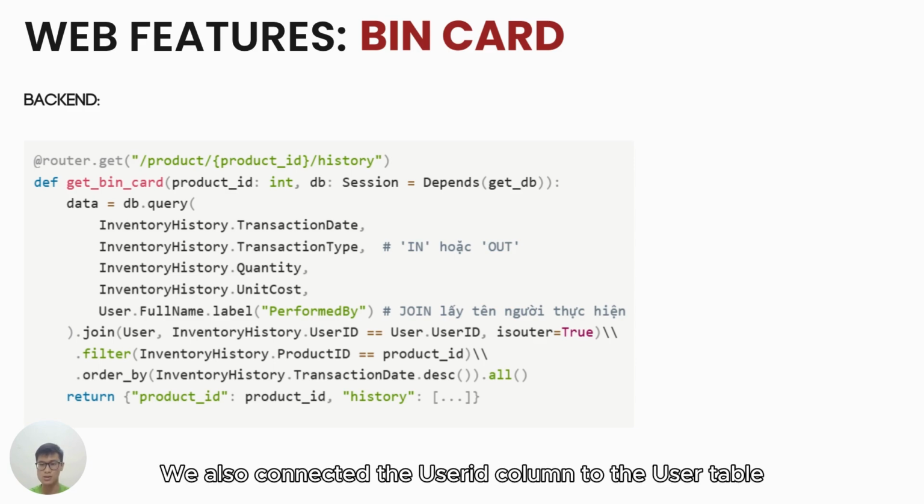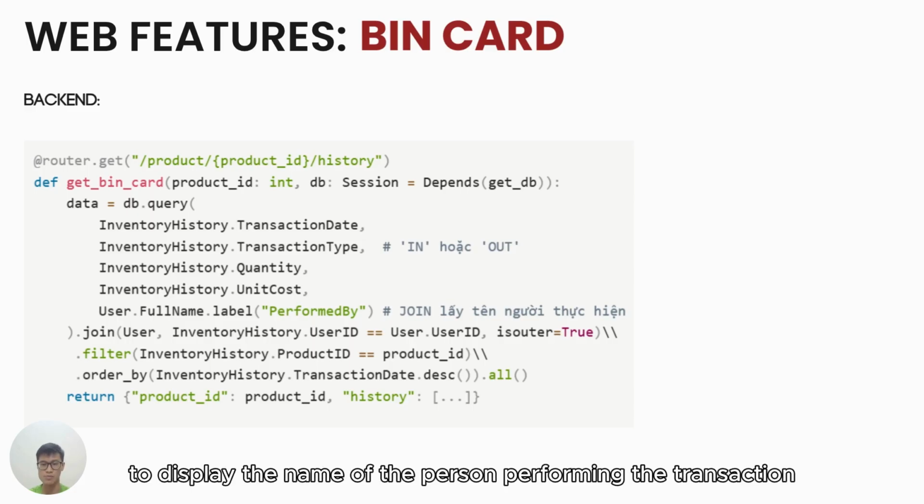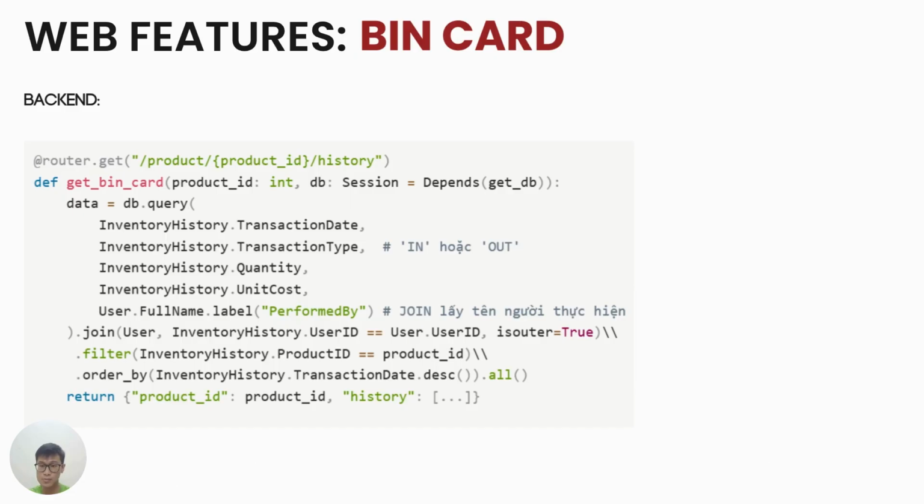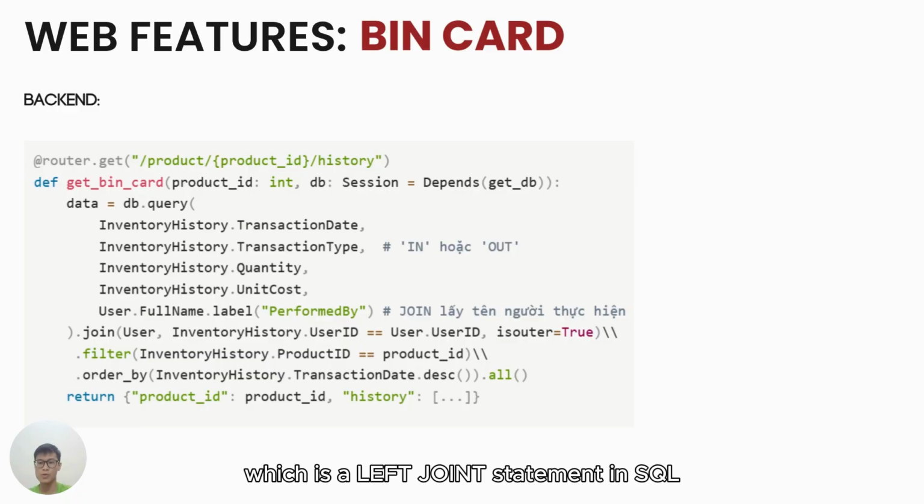We also connected the user ID column to the user table to display the name of the person performing the transaction. The special feature here is the isouter equal true command, which is a left join command in SQL intended to retain all bin card data even if an employee leaves and the account is deleted from the system.